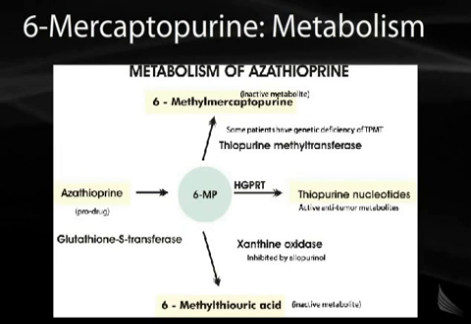Allopurinol should not be given because it can inhibit this pathway, and some patients have a genetic deficiency of TPMT, which will block this pathway. Whereas these thiopurine nucleotides are active anti-tumor metabolites, they can also be toxic if they're in high quantities.